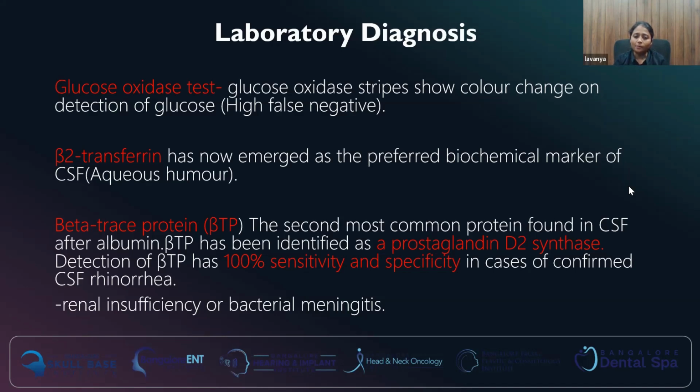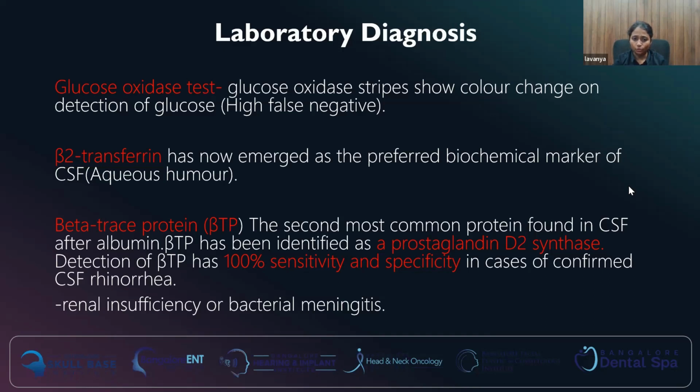It has 100% sensitivity and specificity in cases of confirmed CSF rhinorrhea. But if the patient is suspected or known to have bacterial meningitis or any renal insufficiency, then there can be false positive reports with beta-trace protein. So in these patients, it's better to avoid beta-trace protein and go for beta-2 transferrin. These are the tests that can confirm the presence of CSF.